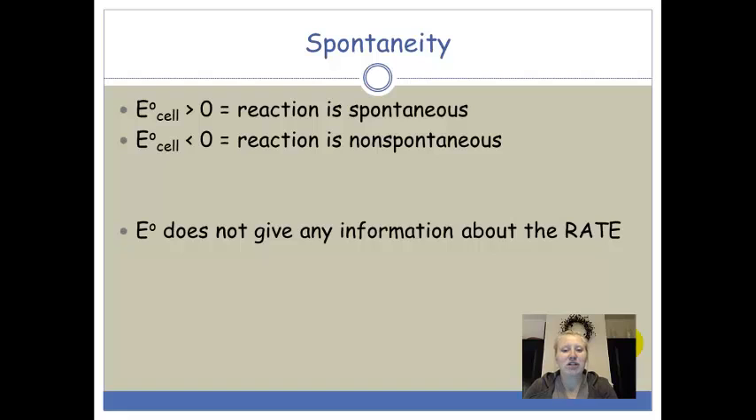The cell potential, however, does not give you any information about the rate. So even if it is spontaneous, you might not be able to tell it is spontaneous unless you were to observe it for a long period of time, because the rate might be so slow that you're not able to see it with the naked eye.